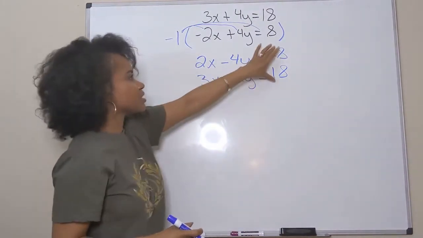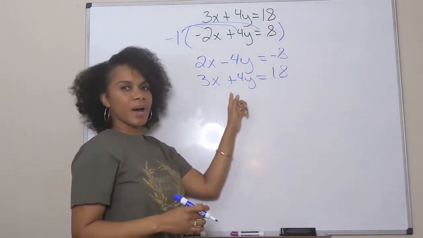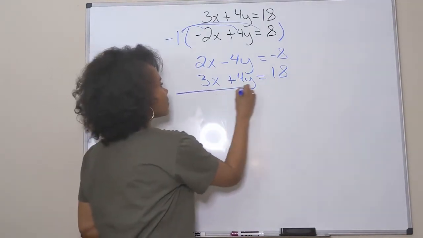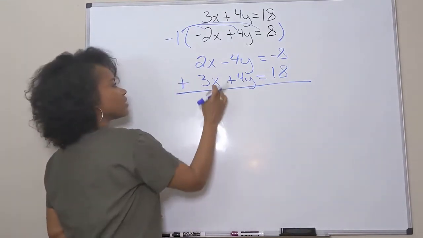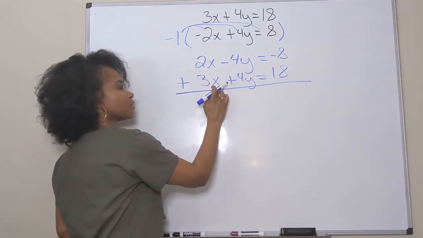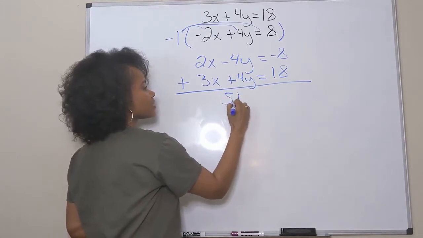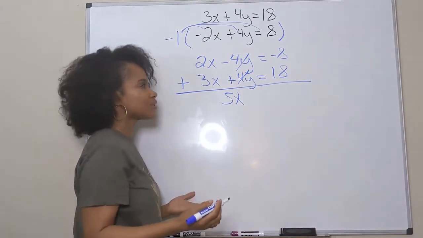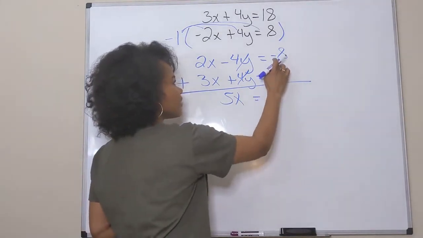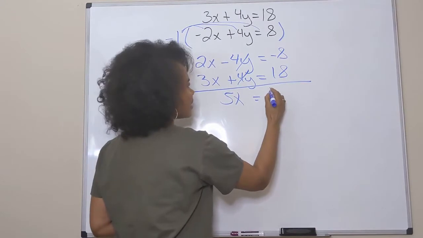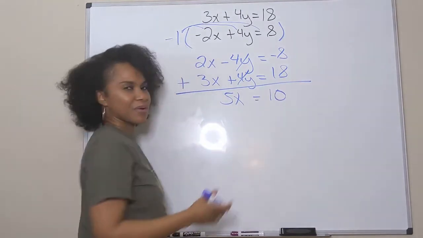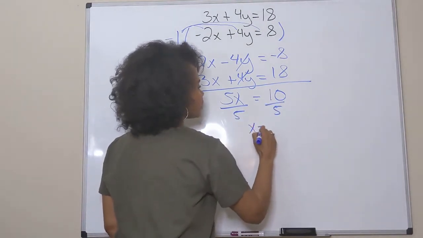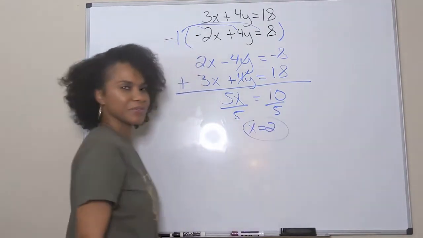So now I have a new system of equations with my opposite coefficients. Just like in the last problem, solve it vertically. 2x plus 3x, that is 5x. Negative 4y plus 4y cancels out, which is what we wanted. We wanted to eliminate it. And then negative 8 plus 18 gives me 10. Got a one-step equation left. Divide by 5, x equals 2. All right, we found x.